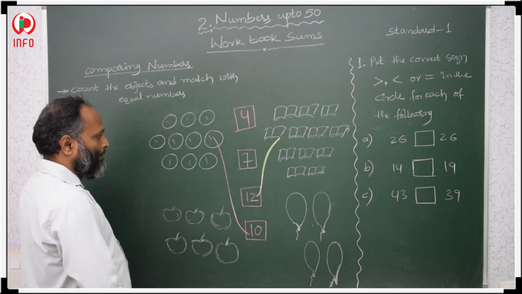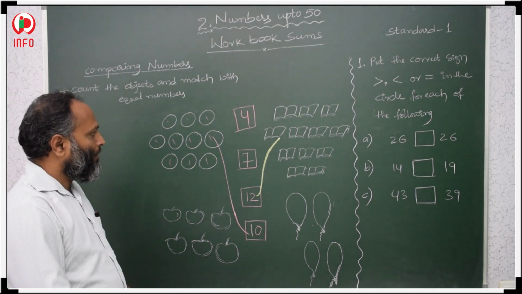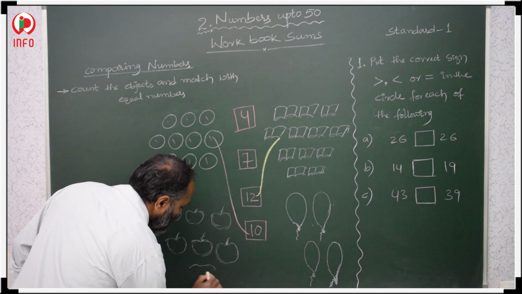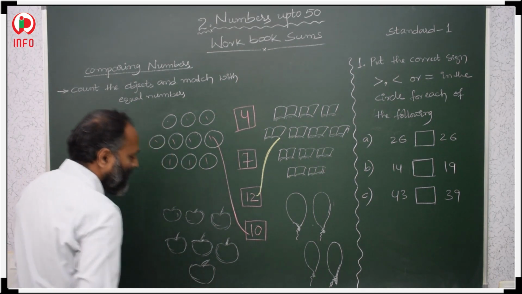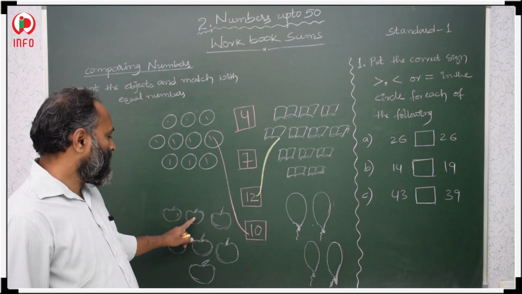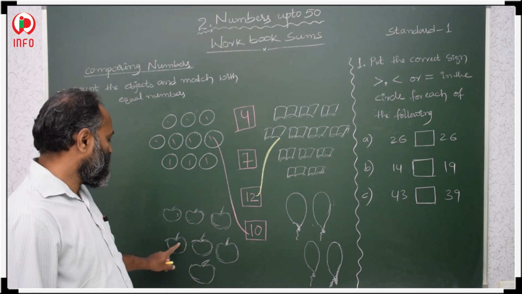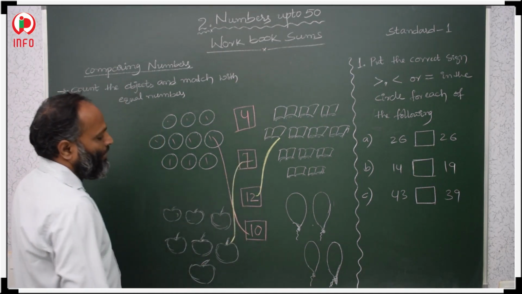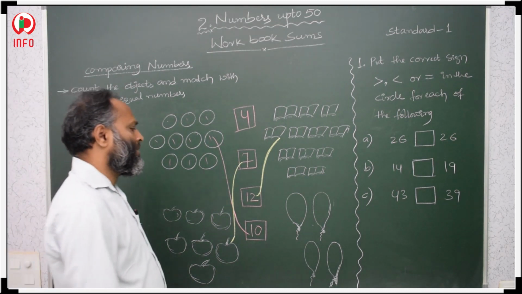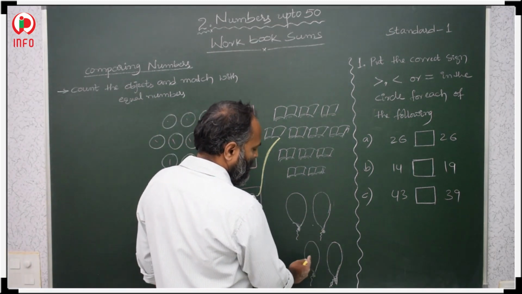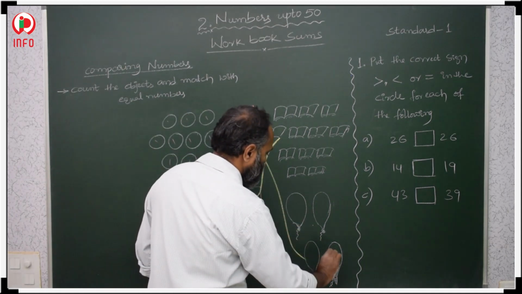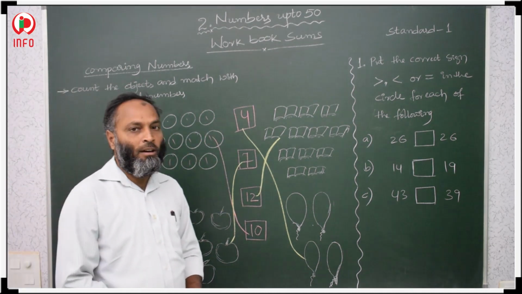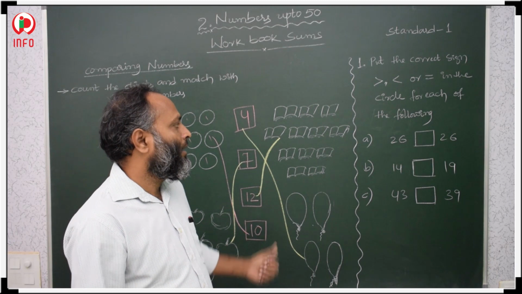Now apples. How many apples were there? Here you draw one more apple, because 7 is given. Then 7. 1, 2, 3, 4, 5, 6, 7. 7 apples with this number 7. Okay. Now the number of balloons. 1, 2, 3, 4. 4 with balloons. Like this we have to match our equal objects with the respective equal numbers.